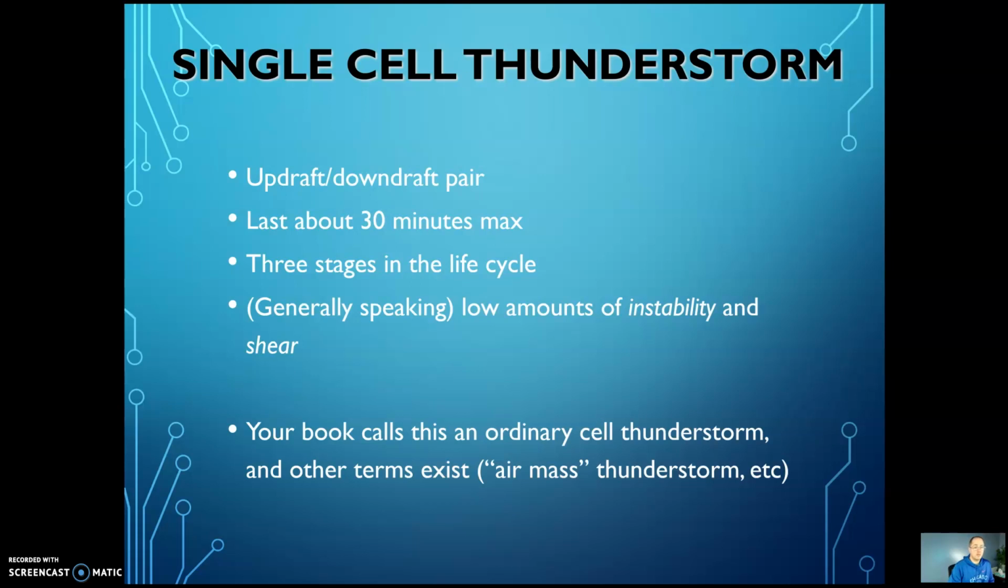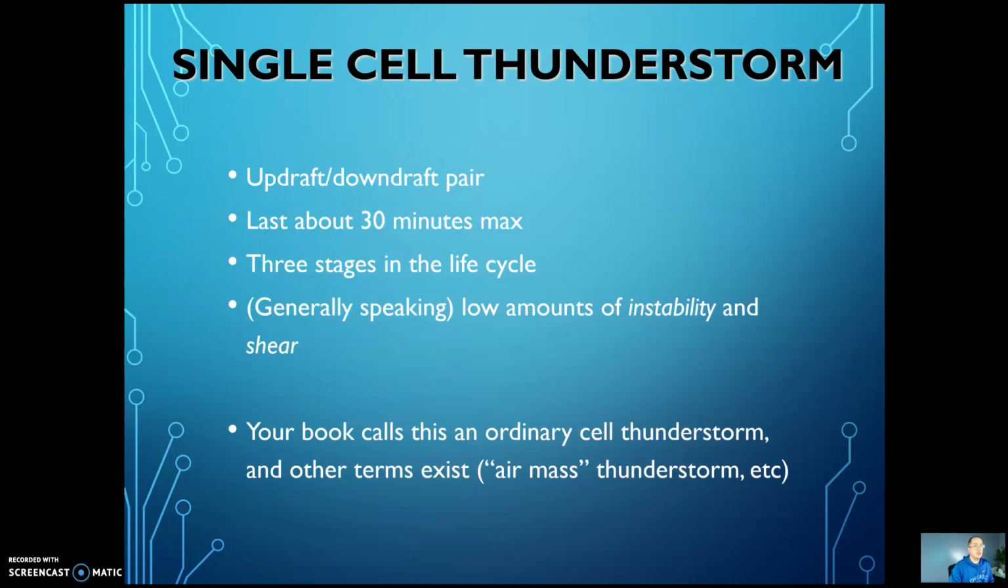We're going to talk about single cells. We're going to talk about a number of these in conjunction, as I said, multi-cells, and then sometimes these can develop into long-lived features called supercells. But the single cell thunderstorm in and of itself lasts about 30, maybe 45 minutes to be perfectly fair. We're going to talk about the stages of the life cycle in the upcoming slides.